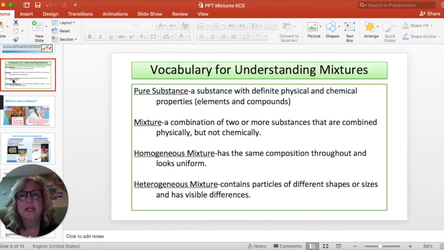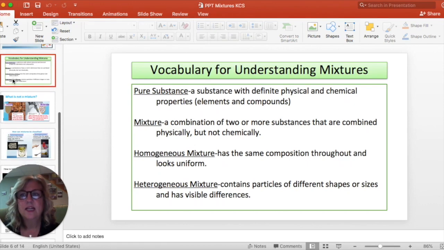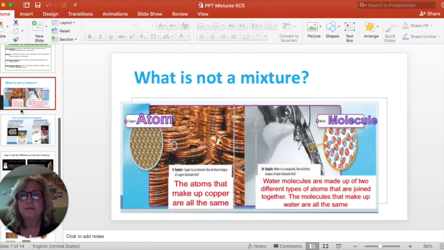Some vocabulary for understanding mixtures is: a pure substance is a substance with definite physical and chemical properties, such as elements and compounds. A mixture is a combination of two or more substances that are combined physically but not chemically. A homogeneous mixture has the same composition throughout and looks uniform. And a heterogeneous mixture contains particles of different shapes and sizes and has visible differences.